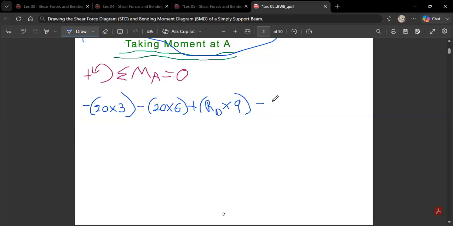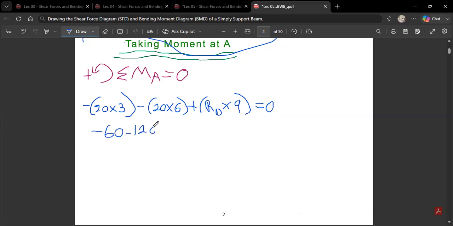Good students should practice this as I'm also doing. You should do it together. 20 times 3 is going to give you 60. But you add a sign, so it becomes negative 60. In other words, the negative sign affects everyone that is in the bracket. 20 times 6 is going to give you 120. So this is going to give us minus 120.